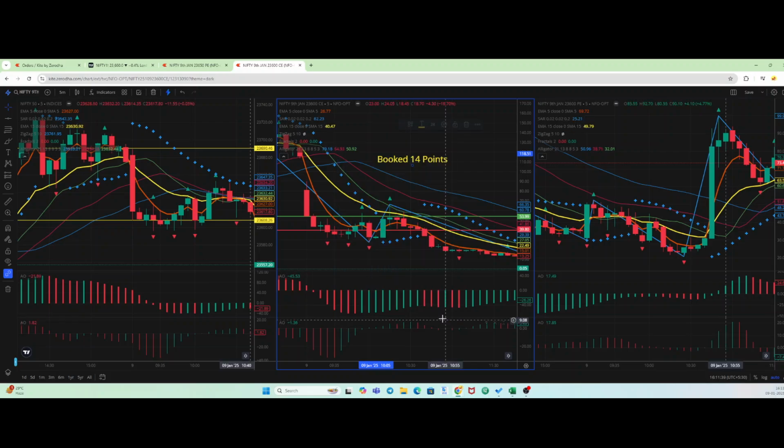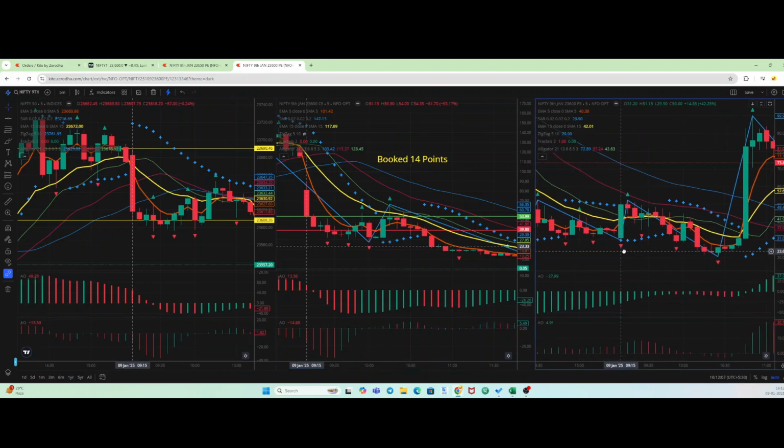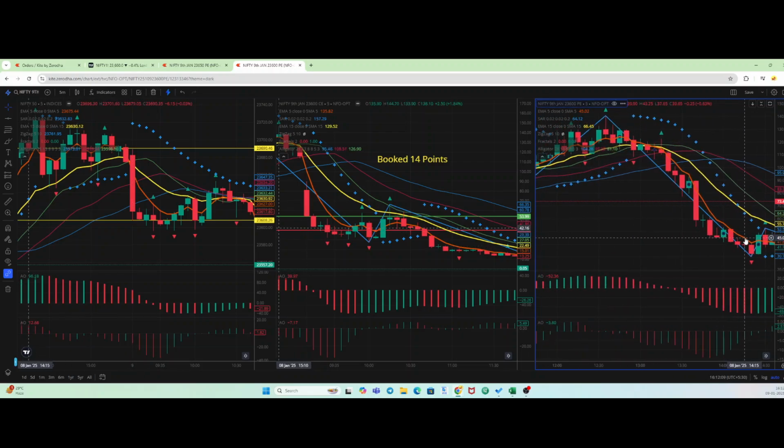Booked 14 points. Okay. Next, if you see, this is called a reversal. This is also up to reversal, and the oscillator has also turned green, and the accelerator indicator is above 0. Above 0 means there is no need to check any trade. Though the candles are favoring, if the line is above 0, we will not take the trade.